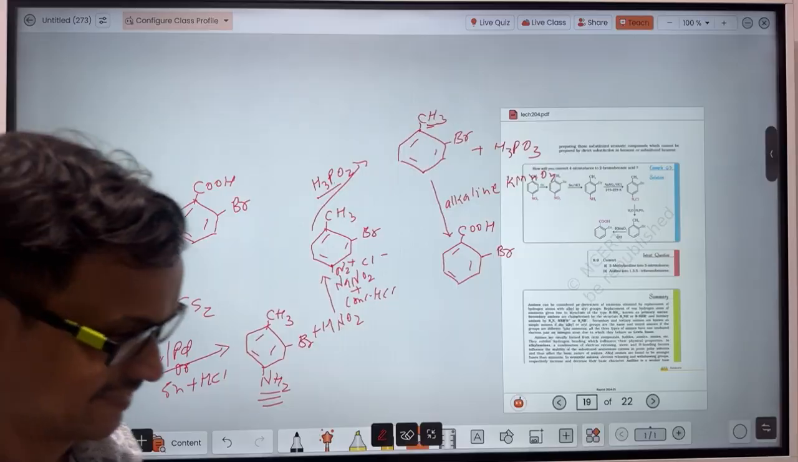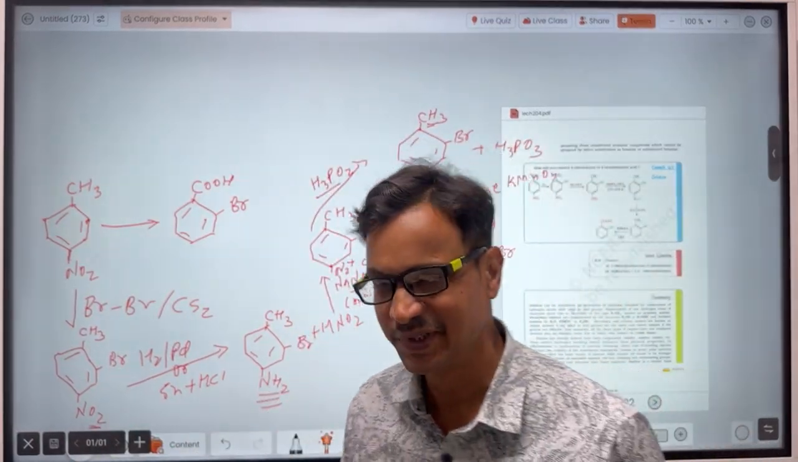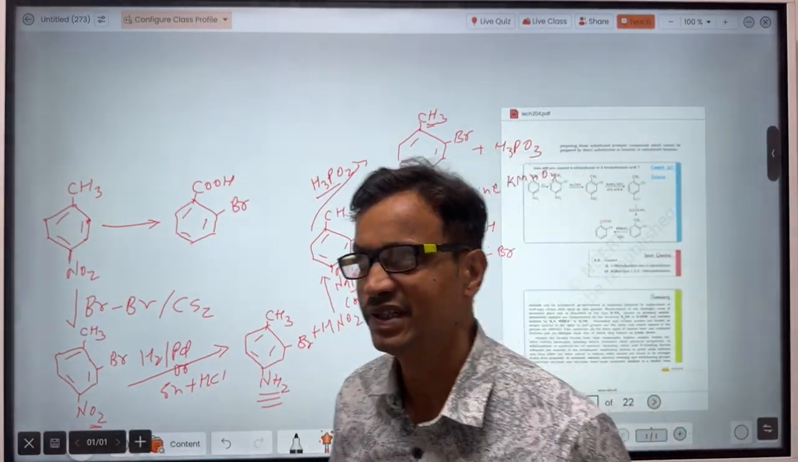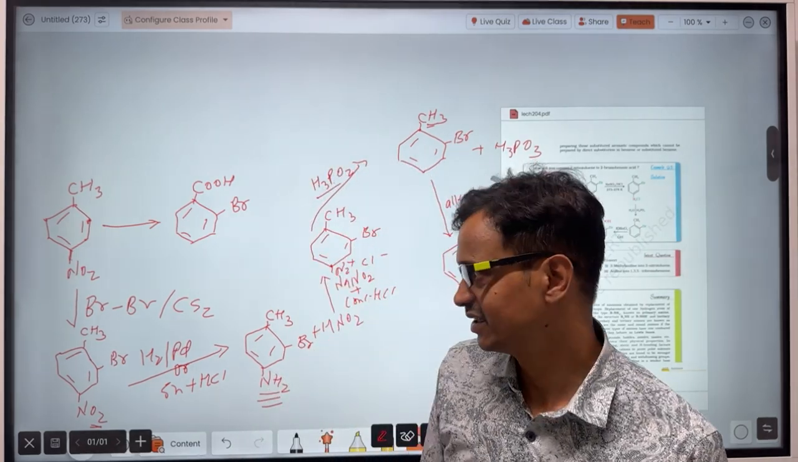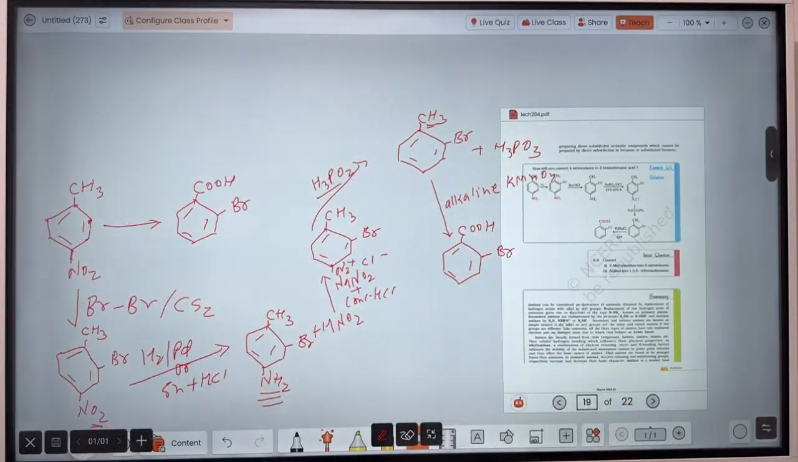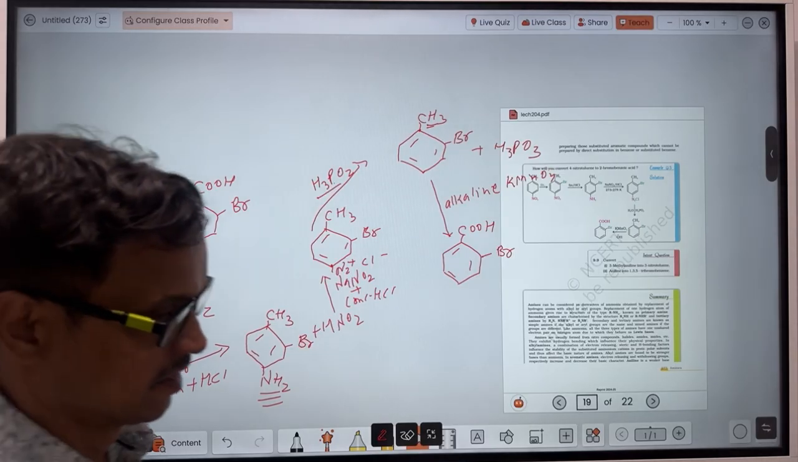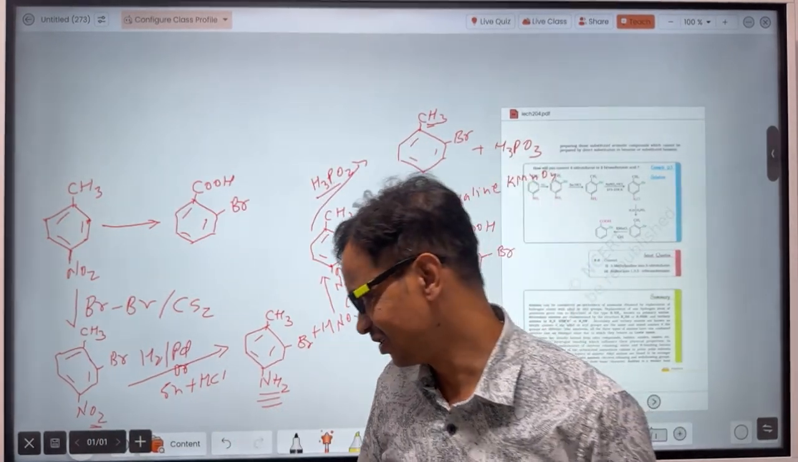This compound is easy. Watch out, I am giving you 1 minute time. Watch this one, is it clear or not? Watch out. Hope it's clear. Now proceed.